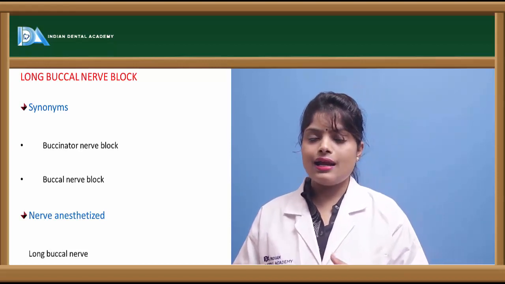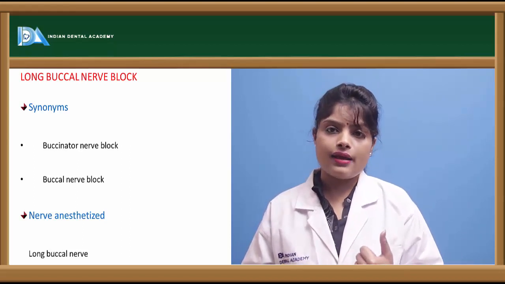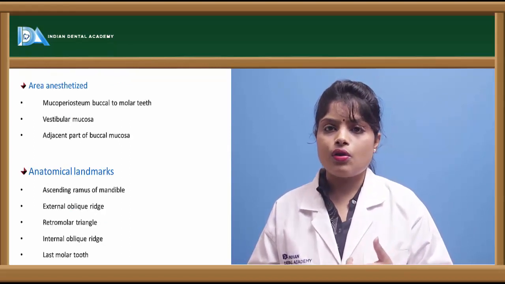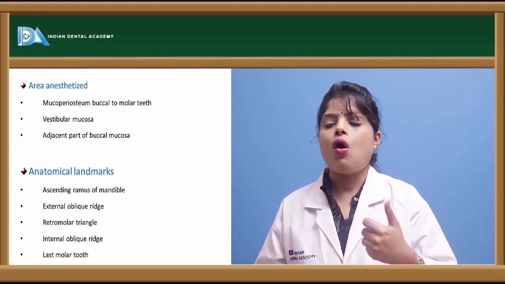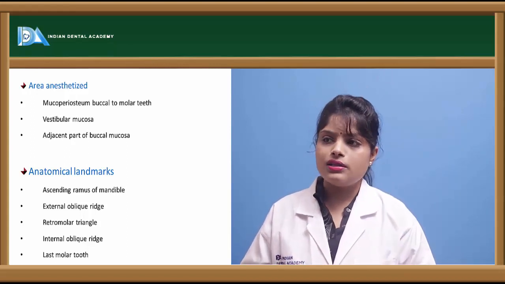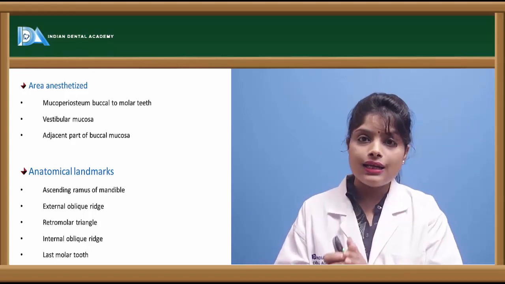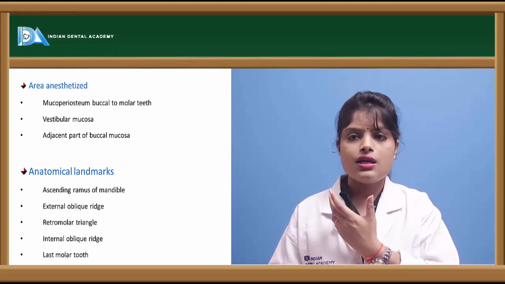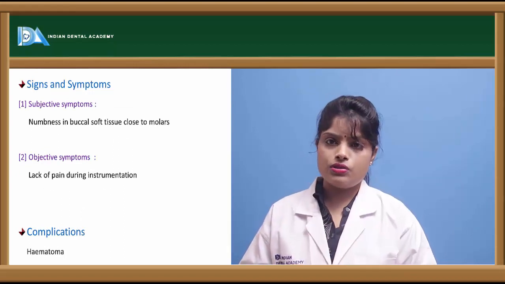In this, the landmark will be the second molar. It is generally injected distal to the second molar, and we'll palpate the mucobuccal fold, the mucoperiosteum, the coronoid notch, the retromolar triangle, the external oblique and internal oblique ridge of the mandible, and the last molar teeth. So this will basically anesthetize the mucobuccal sulcus, the vestibular mucosa, and the adjacent part of the buccal mucosa.